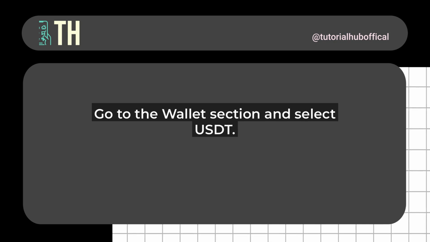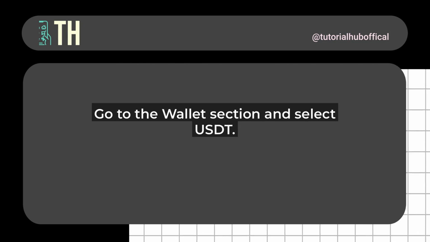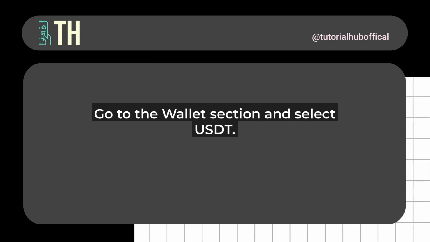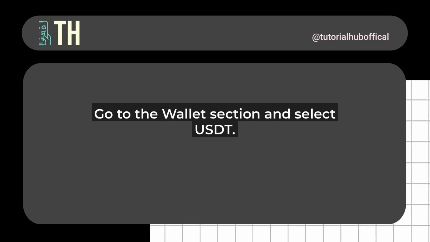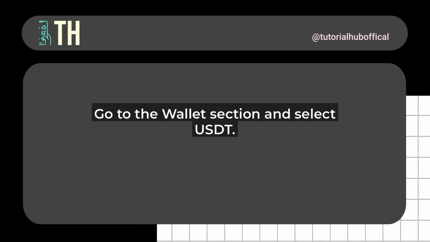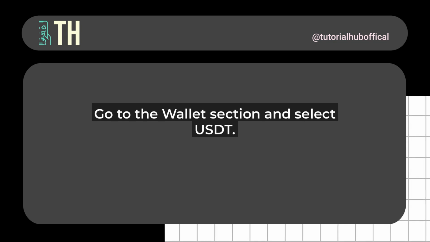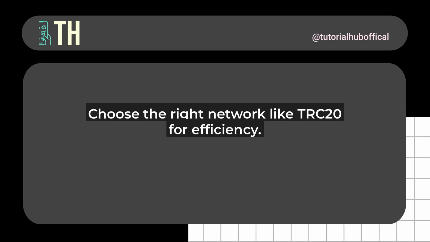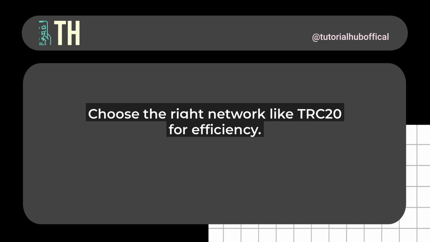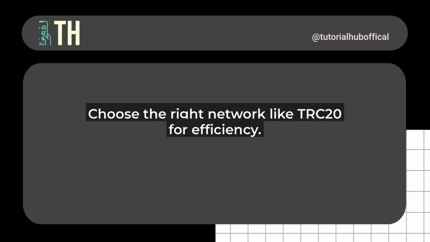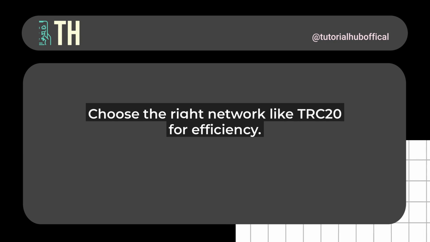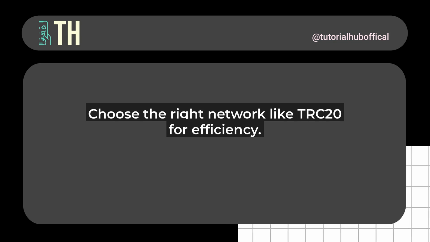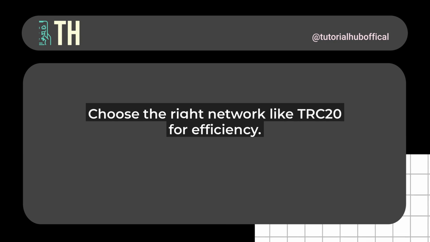Once verified, head to your Binance dashboard and navigate to the Wallet section. Here, select USDT from your asset list. Now, click on Withdraw. This is where the magic happens. You'll be prompted to choose a network for your withdrawal. For USDT, I recommend using the TRC20 network for faster and cheaper fees, but always verify what's best for your recipient. Next, enter the withdrawal amount.